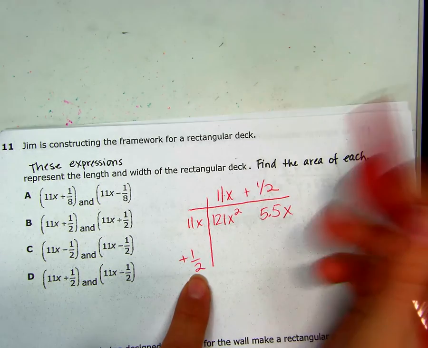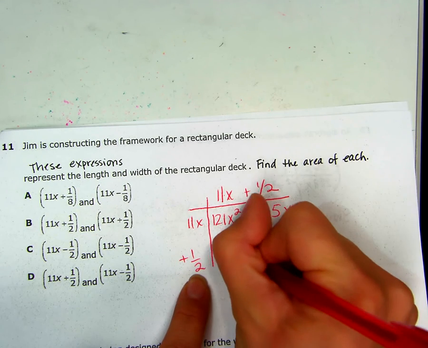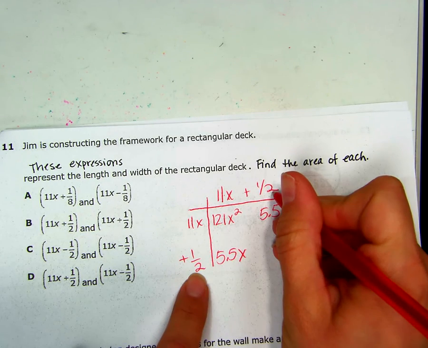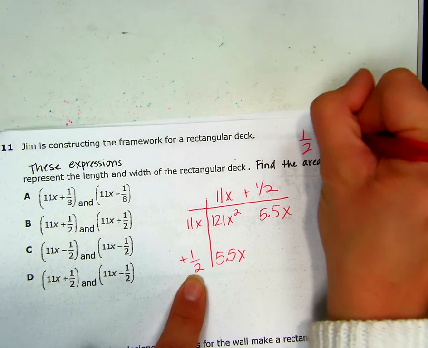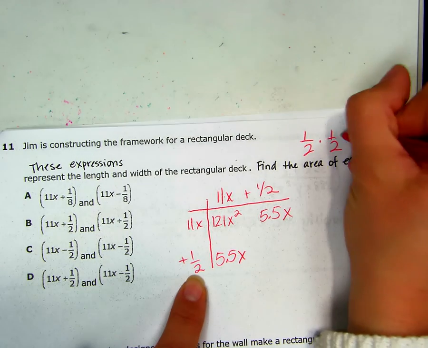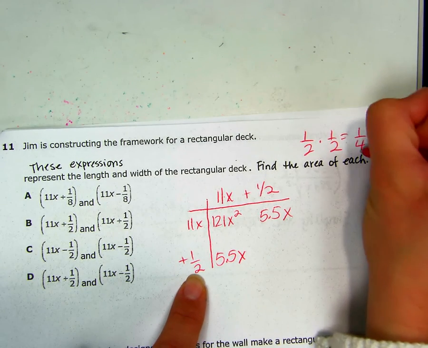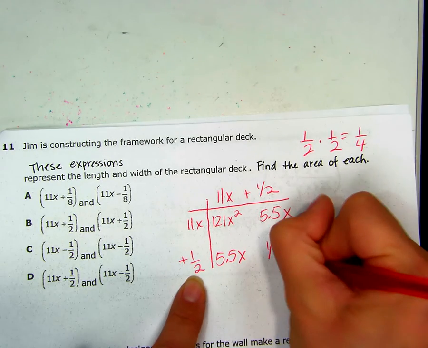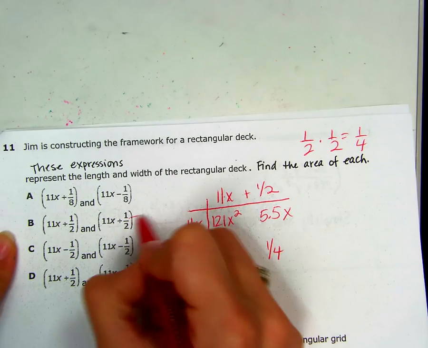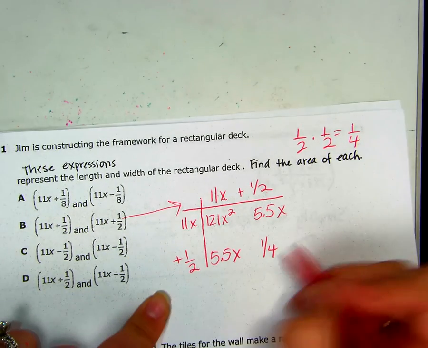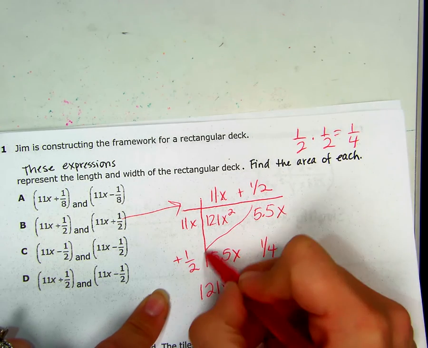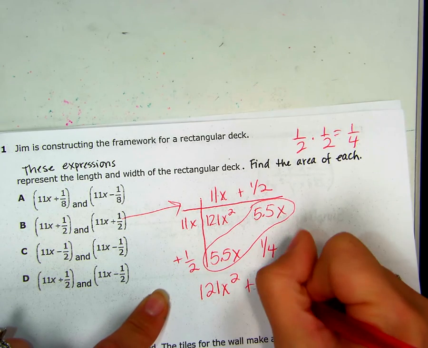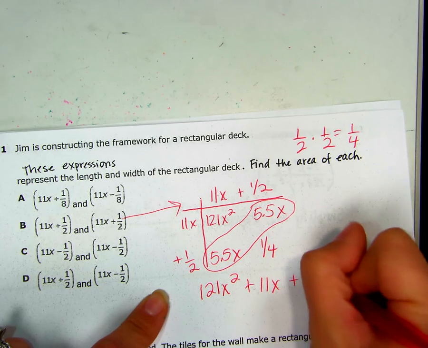Again, x and 11, 5.5. And then a half times a half. Remember the other day in class we were talking about numerator times numerator and denominator times denominator. So a half times a half is a fourth. So this is going to be 1/4. So the area of B is 121x squared plus 11x plus a fourth.